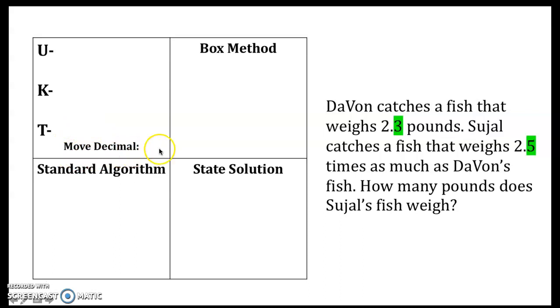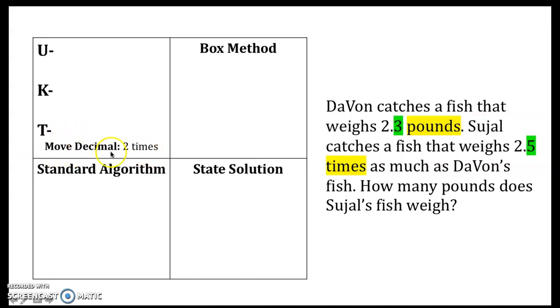So there's a new element added to our UKT. Anytime we multiply a decimal, we're going to have this section here that says move decimal. So before you even begin the problem, you're going to identify the decimals located in the problem, and that's 2 3/10 and 2 5/10. You're going to locate how many digits are located after the decimal. So in 2 3/10, we've got 1 digit after the decimal. In 2 5/10, we've got 1 digit after the decimal. So in total, we have 2 digits after the decimal. So we know that we will be moving our decimal 2 times when adding it back into the product. And that'll make more sense when we actually begin the problem.